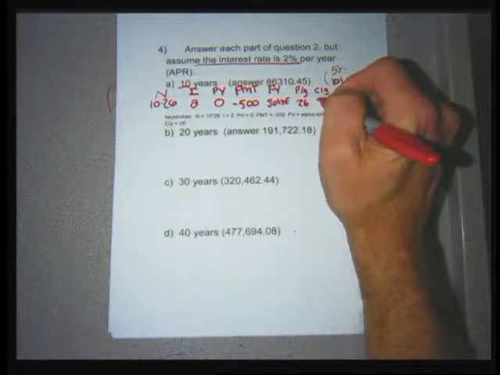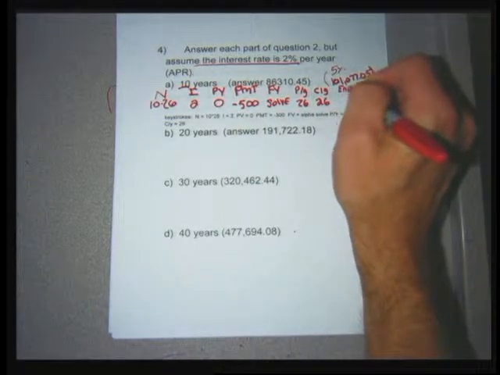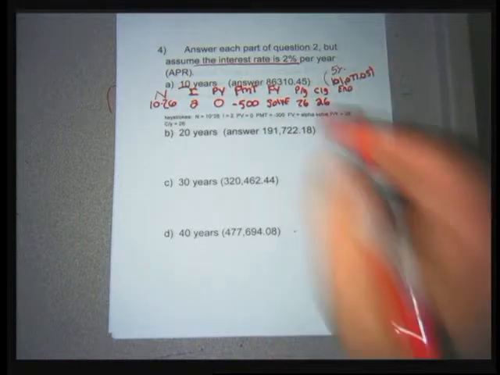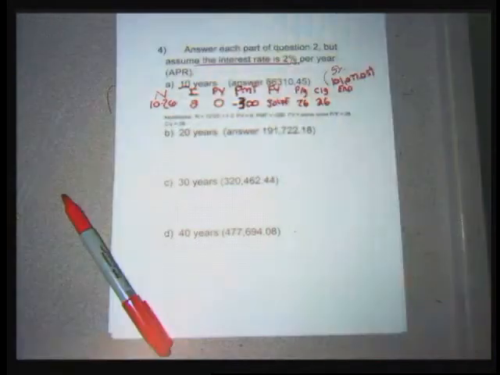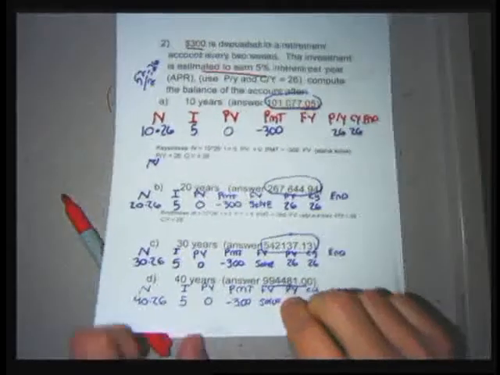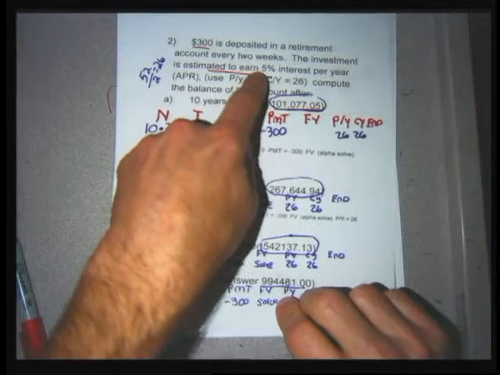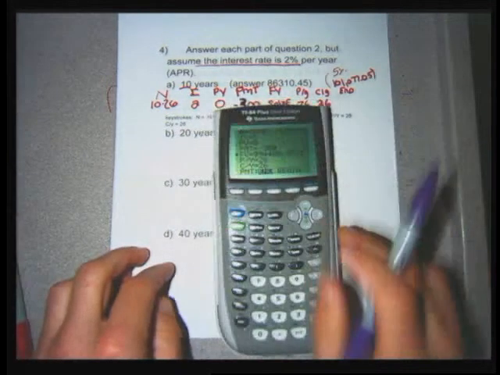The PV is 0. PV is the amount of money I have in the account when I start making my deposits. The payment is the $300 per deposit that I've been making for each of the parts of problem 2, because problem 4 just asks me to redo problem 2 but change the interest rates. I'm leaving the $300, I'm leaving the PY and the CY at 26, and I'm taking the interest rate from 5% and lowering it to 2%.